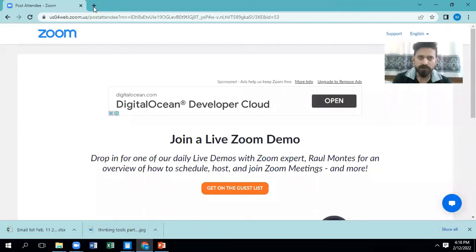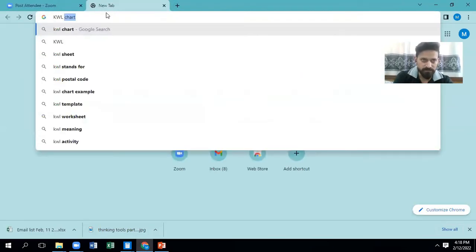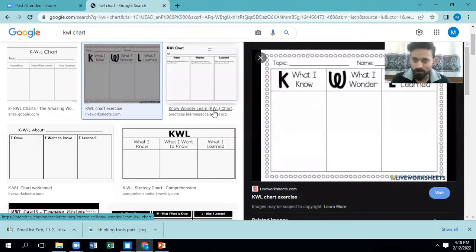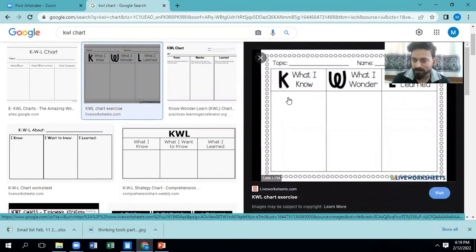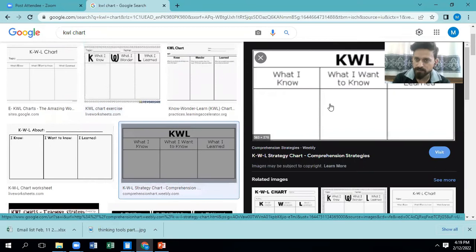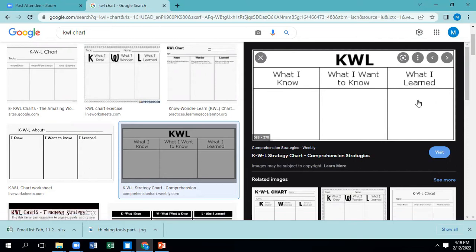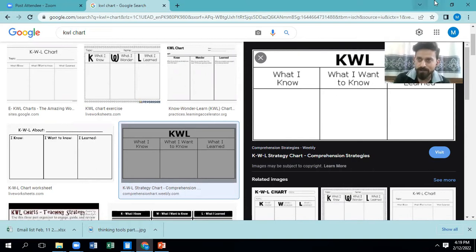So let me show you the chart. You can just write KWL on the website and you will find the chart here. So this can be a very good way of assigning students a task so that they understand. So what they already know about the digestive system, then what I want to know, and after that, what I have learned from this chapter that I previously did not know. We can assign such a task.